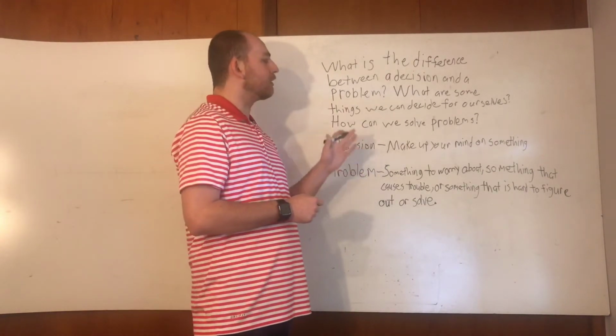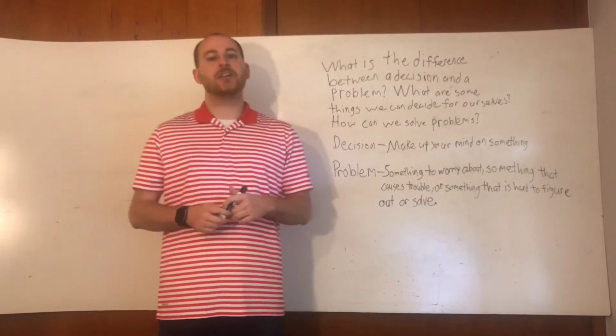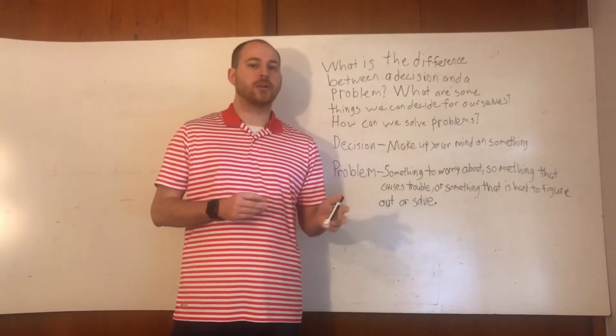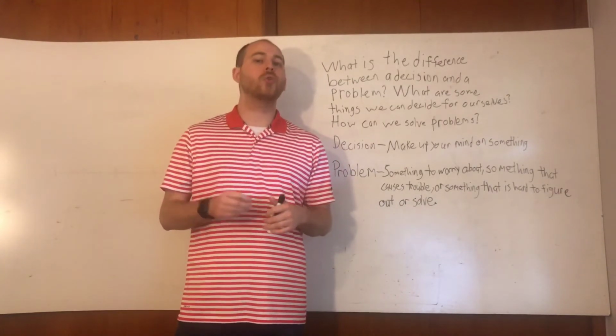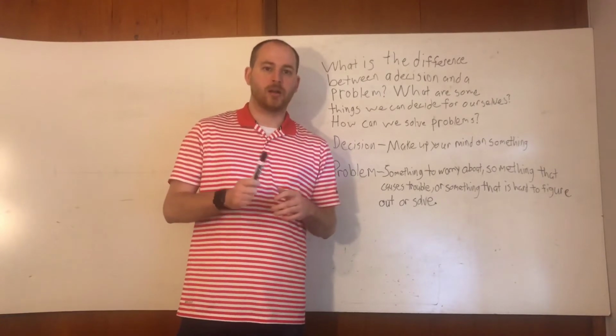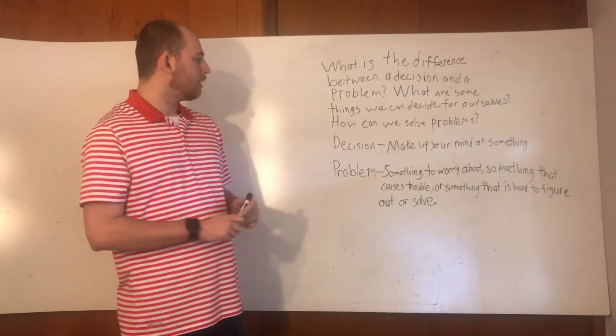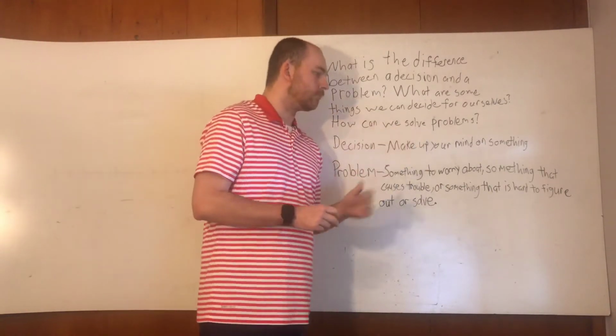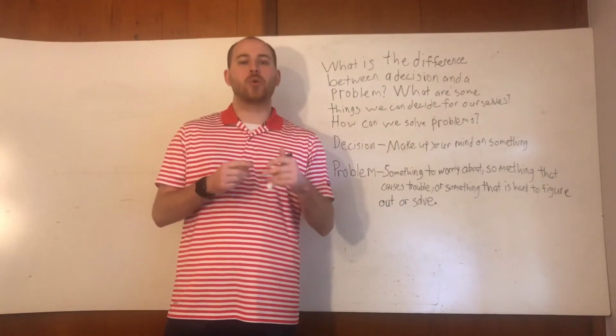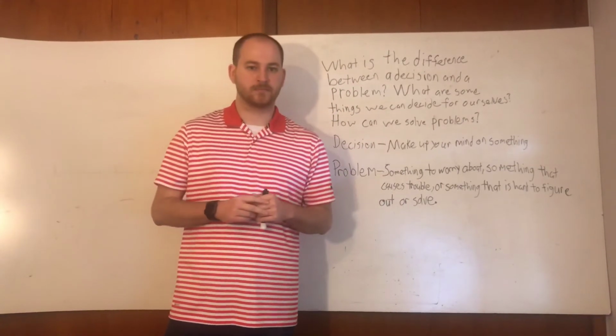Now let's look at our second essential question. What are some things that we can decide for ourselves? Let's say you have some free time. You have the choice of reading a book or drawing a picture. Then our third essential question is, how can we solve problems? We will discuss that more in today's activity.